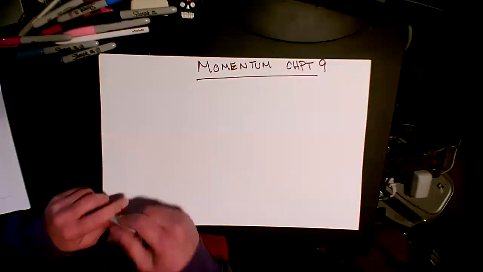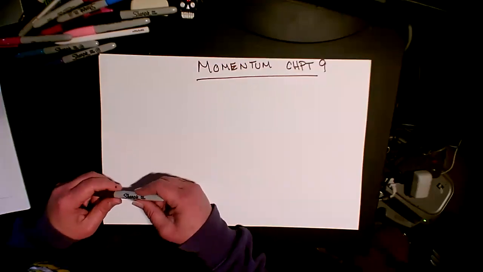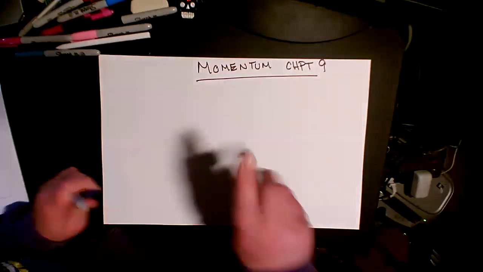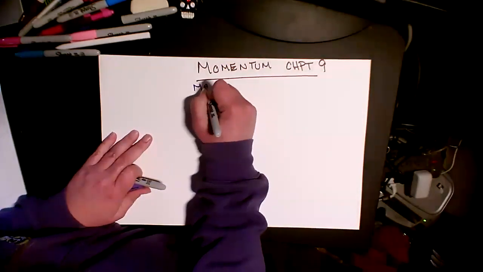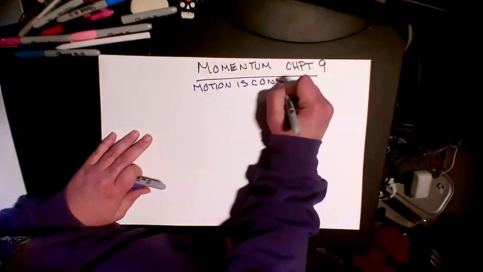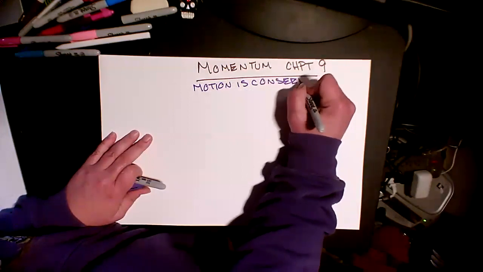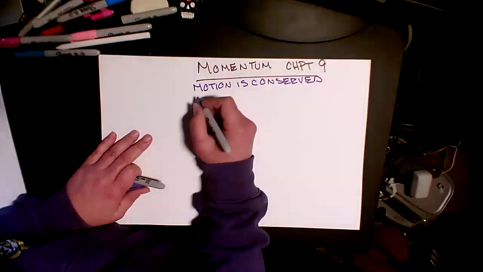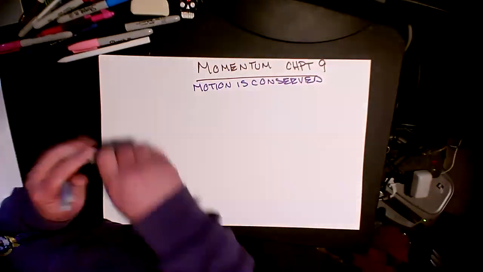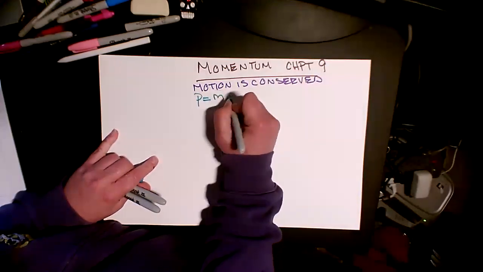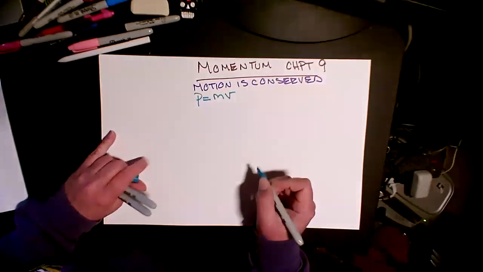Let's talk about momentum. This is chapter 9 material. Momentum is a fun thing because it's just saying that motion is conserved. So that is the general premise here, that motion is conserved. And we can define this motion in terms of something's mass and its velocity. So we say this letter P stands for momentum, equals something's mass times its velocity.